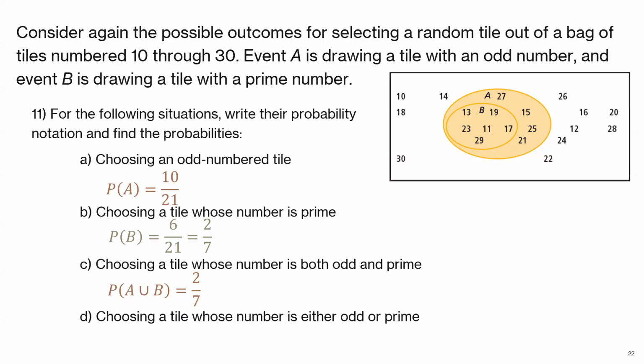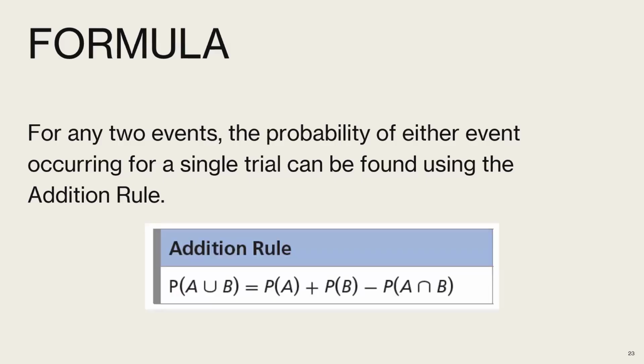And then finally, we have choosing a tile whose number is either odd or prime. So the or tells me this is a union situation, whereas part C was an intersection situation. So odd or prime means everything that's contained in A as well as everything that's contained in B. So all of those values, we have 10 out of 21, because that's essentially the same as choosing an odd number tile.